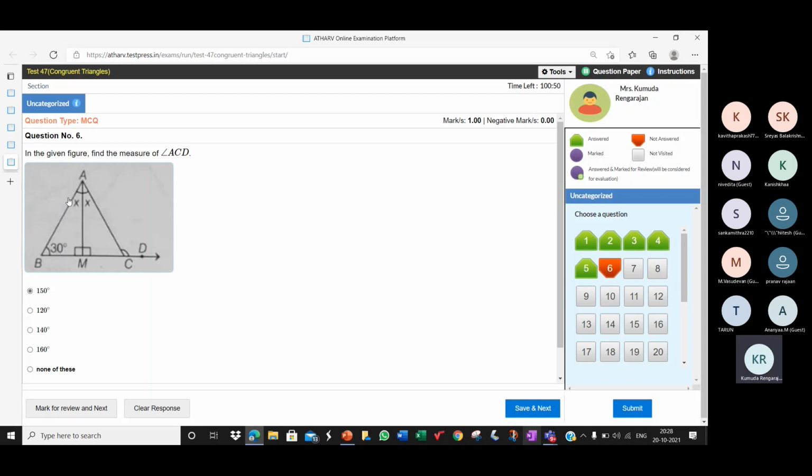These two angles are equal. 90 plus 30, 120. So this will be 60 degrees. If this is 60, this is also 60. Now ACD is the exterior angle. ACD is equal to 90 plus 60, which is 150.